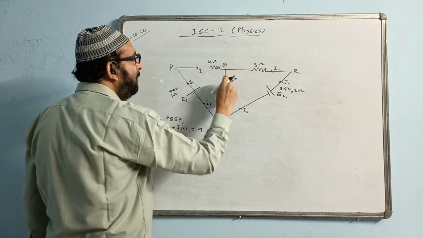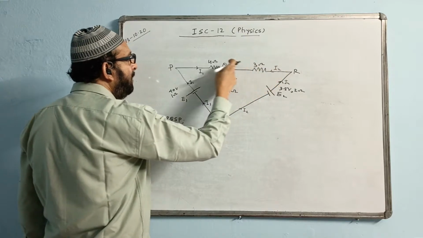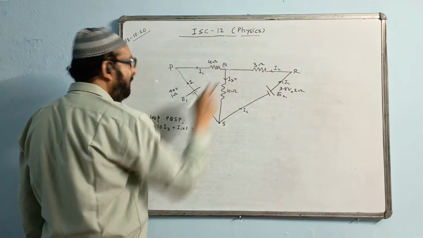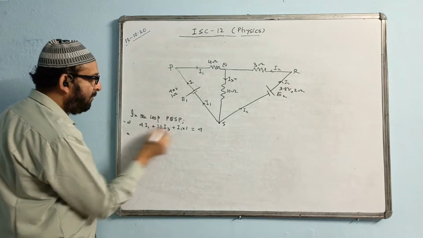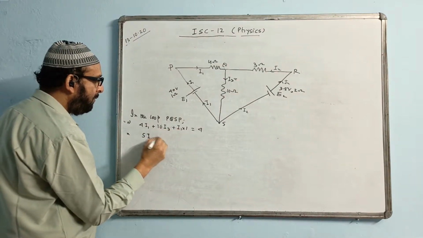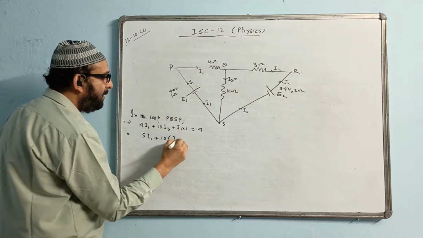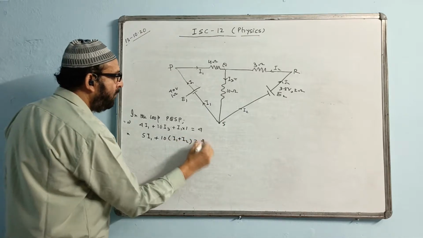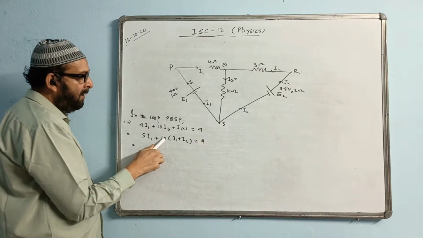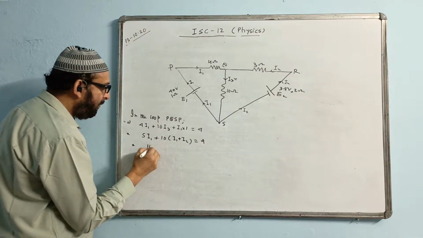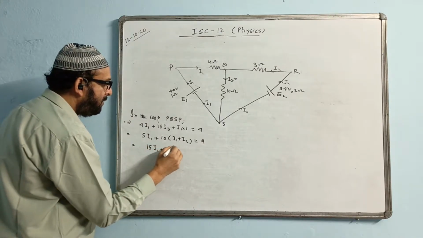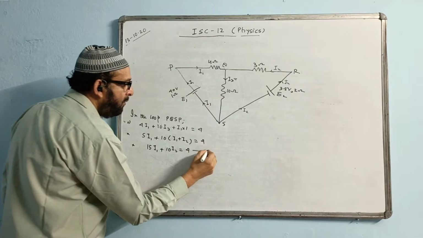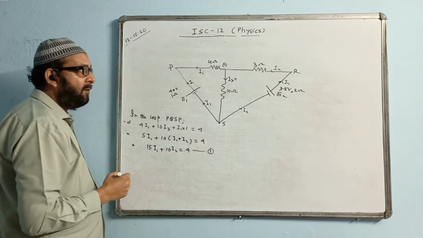This I3 value will be how much? I1 plus I2 will be equal to I3, because at the junction the currents I1 and I2 are towards the point and this is away. Next line: 4I1 plus I1 is becoming 5I1, and 10I3 we write as 10 times I1 plus I2, equal to 4. Let us simplify: 5I1 plus 10I1 is becoming 15I1 plus 10I2 is equal to 4. Mark this as equation number 1.